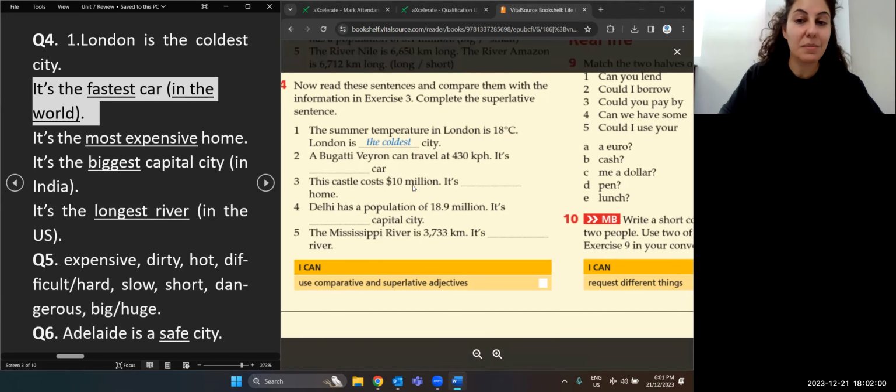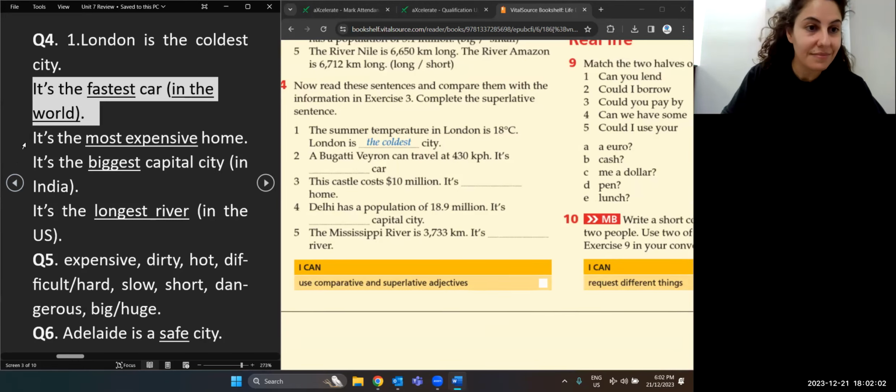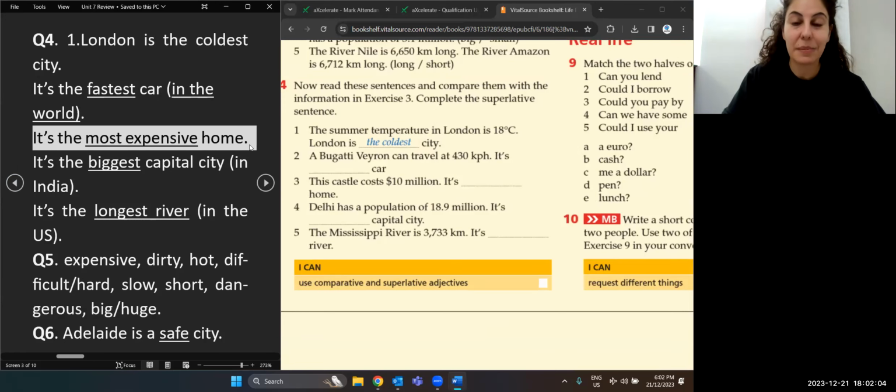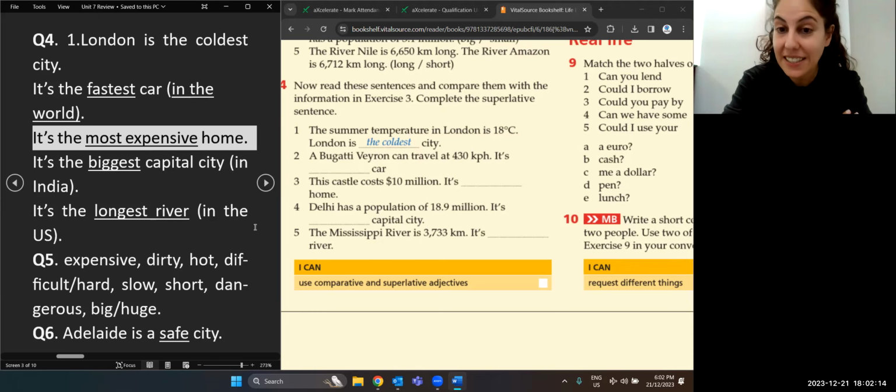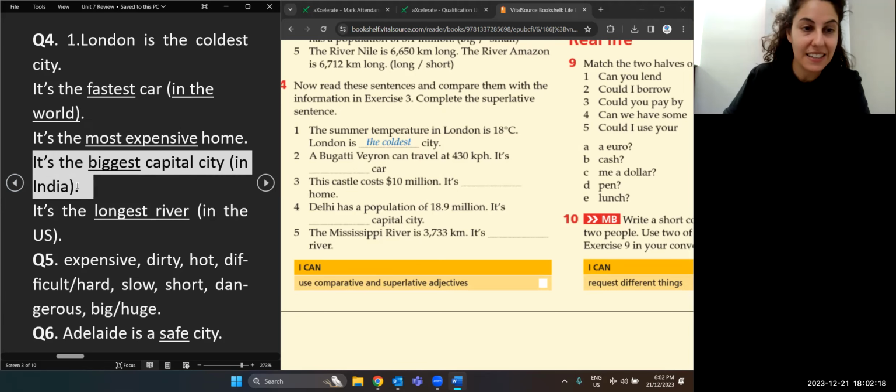This castle costs 10 million. It's the most expensive home. Long adjective, the most expensive home. Delhi has a population of 18.9 million. It's the biggest city. Now, the biggest, I don't know, in India, it's compared to many. It's just the biggest city compared to many other capitals. I don't know. But it's trying to show you it's comparing to many.